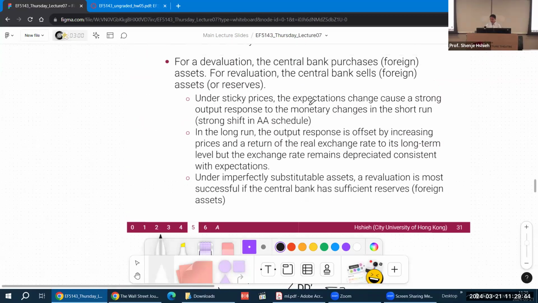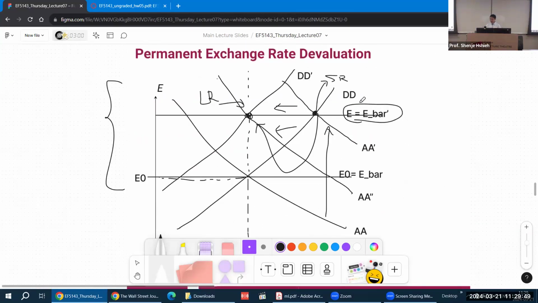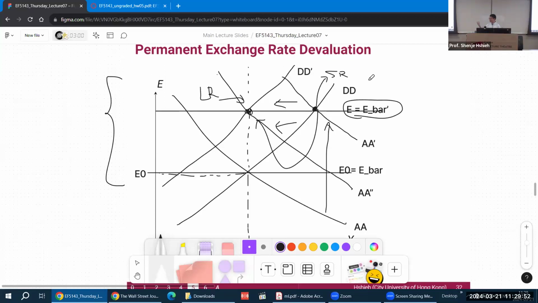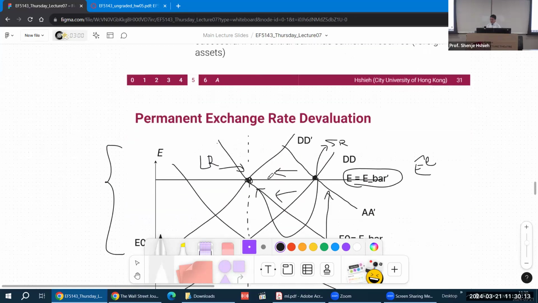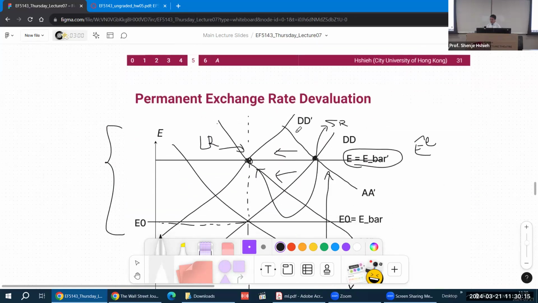Under sticky prices, expectations change and so on, all the same, just like monetary policy, because you can announce this devaluation as a surprise. So things could change. In other words, E obviously will change in the short run. In the long run, the output response is offset by increasing prices. Everything's the same, but the exchange rate remains depreciated, consistent with expectations. So that means you're always here. We have to find a combination of AA and DD that allows us to stay here. That's our expectation now forever.